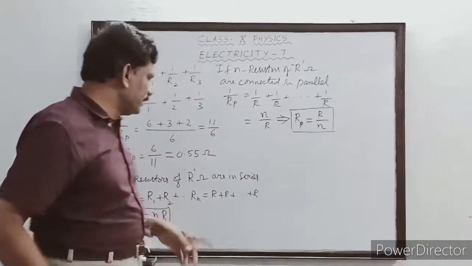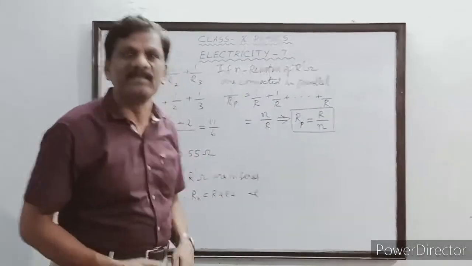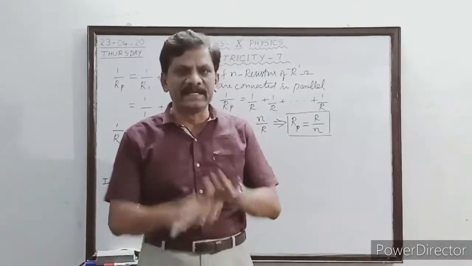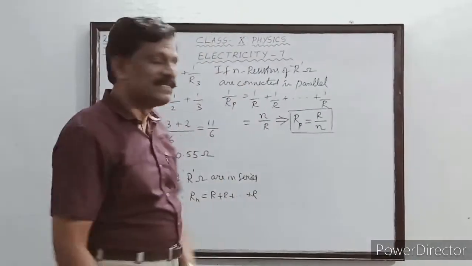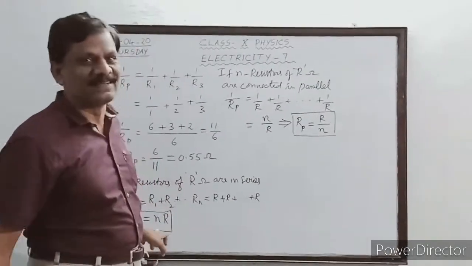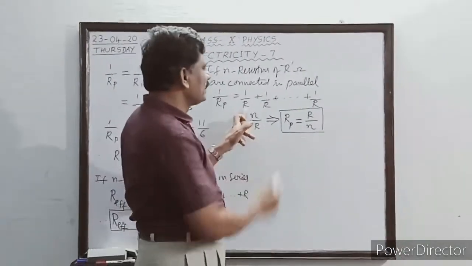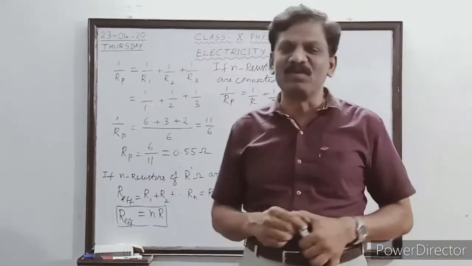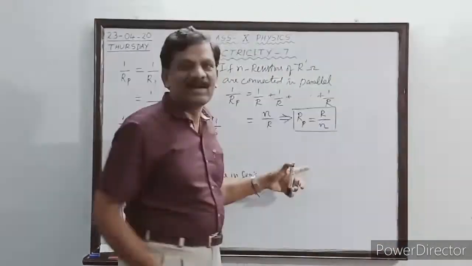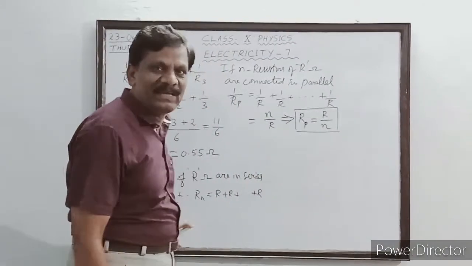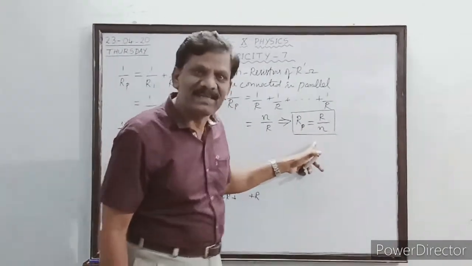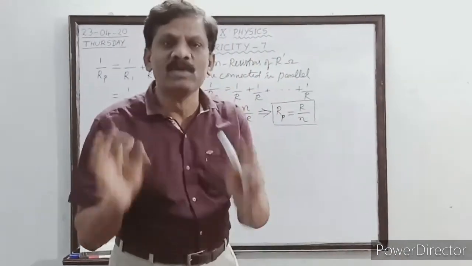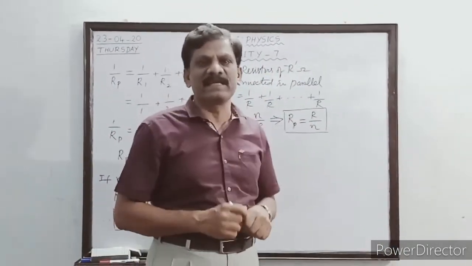So what is the difference in these two cases? Once again I am recalling, my dear students. When N number of resistors of R ohm each are connected in series, then the effective resistance is equal to N times each resistance. And when N resistors of R ohm each are connected in parallel, then the effective resistance is found to be Rp equal to R divided by N. Here it is the product of N and here it is divided by N. Have you all understood? Okay, one more shortcut I am going to teach you exclusively for two resistors connected in parallel.